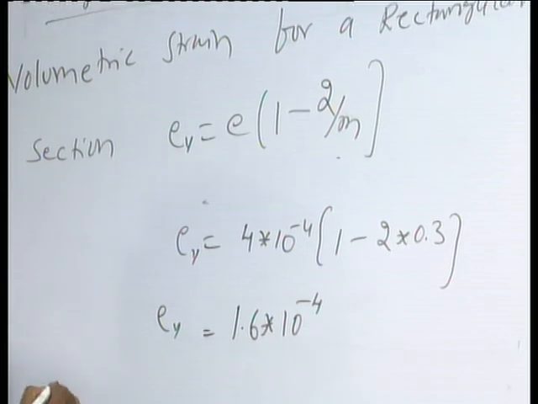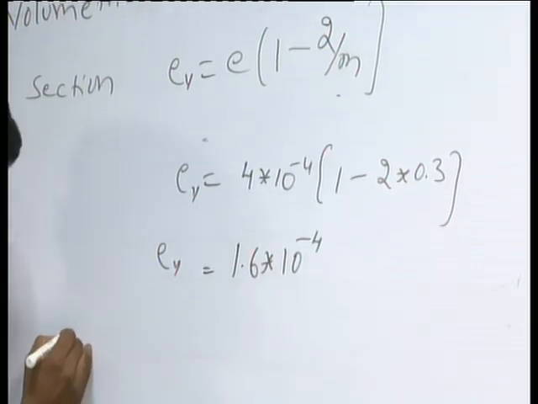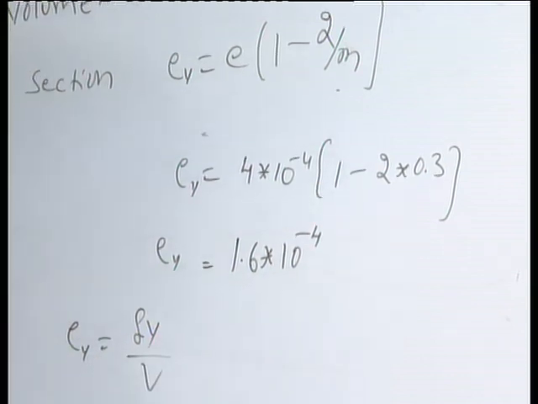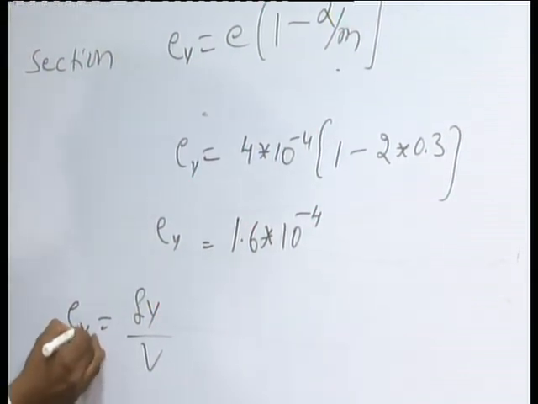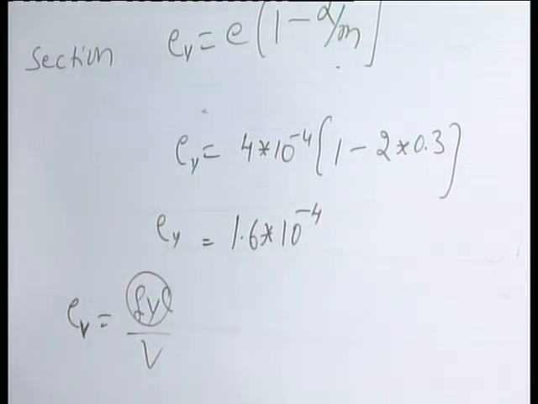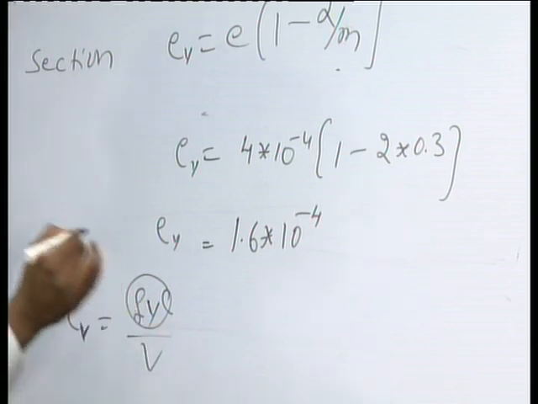We know the change in volume: EV is equal to delta V by capital V. So our intention is to find out delta V. Here we have to find the total change in volume.